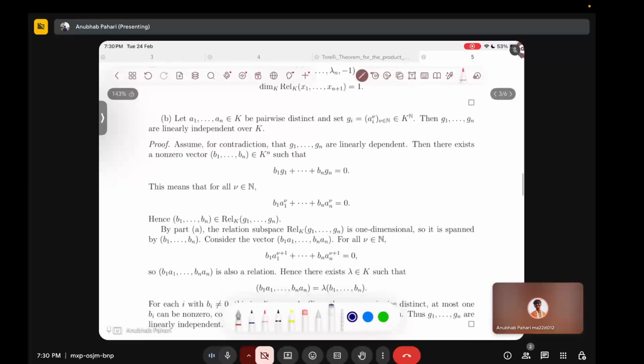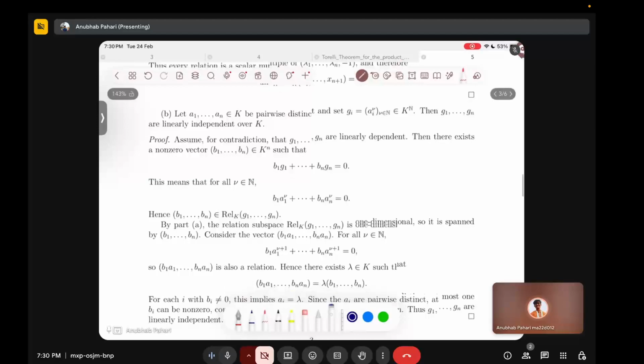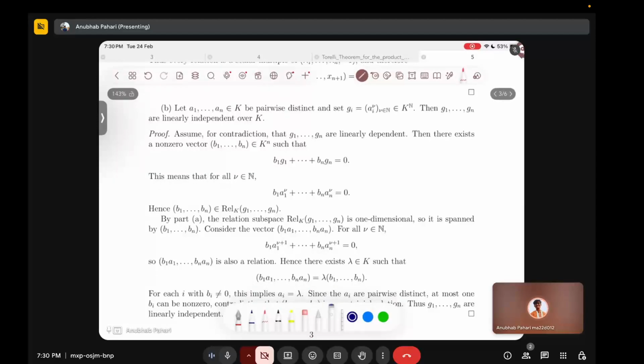Okay, so let us solve this. Assume for contradiction that g1 to gn are linearly dependent. Then our aim is to show that they are linearly independent. Then there exists a non-zero vector (b1, ..., bn) such that b1 g1 plus up to bn gn equals 0. That means for all v coming from the natural numbers, b1 a1^v plus up to bn an^v is 0. Hence (b1, ..., bn) belongs to the relation set of g1 up to gn.